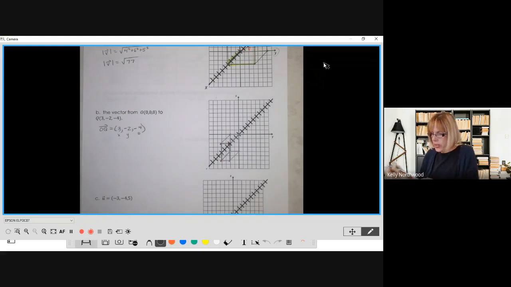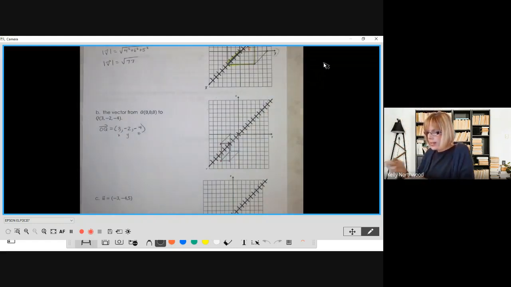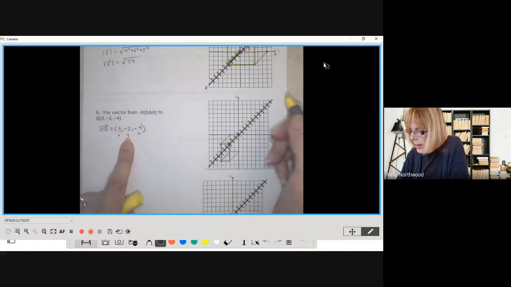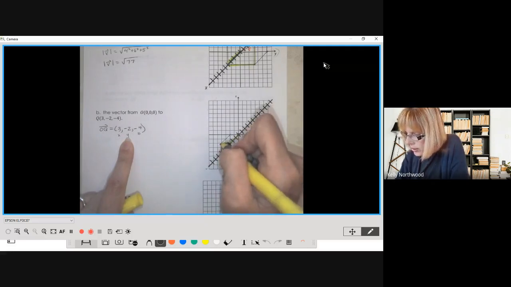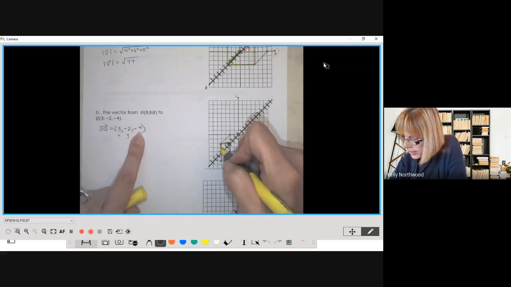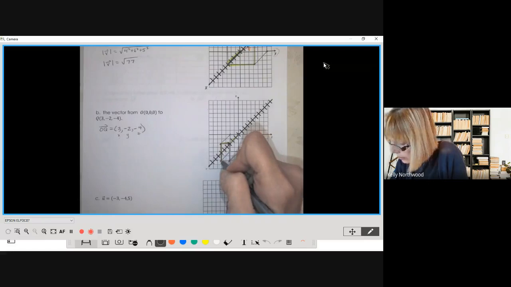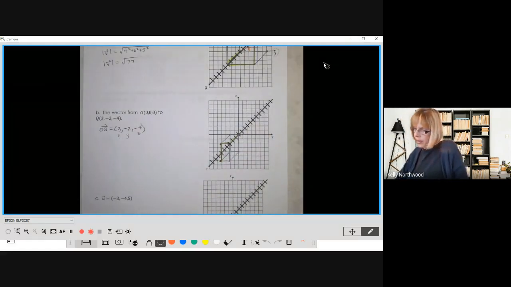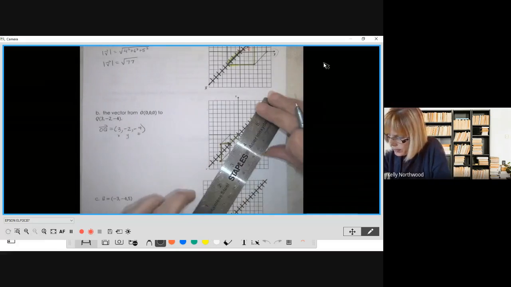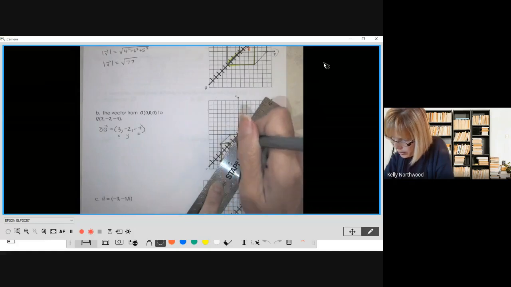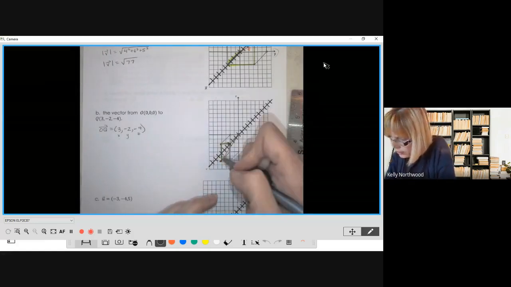And you know that your vector is going to start at 0, 0, 0. And it's going to end at, from 0, 0, 0, you're going to go +3 along the x-axis, followed by -2 in the y direction, followed by -4 in the z direction. So we're going to end up in the bottom left corner, front bottom left corner. And then you're going to join the origin to that point with a ruler and an arrow.